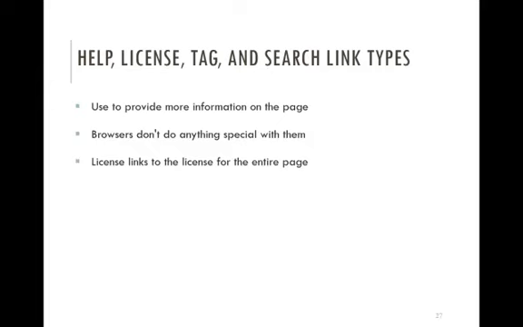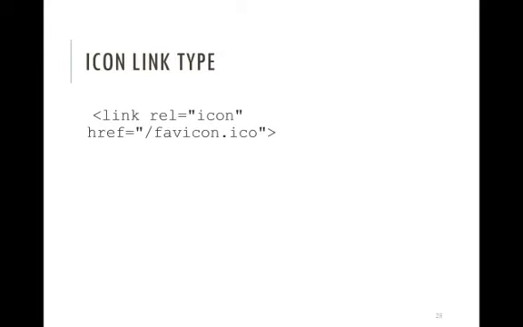The help, license, tag, and search link types can be used to provide more information on the page. Browsers don't really do anything special with these tags, but the license will link to the license for the entire page. When you want to put in an icon, you want to make sure that you're using favicon.ico.